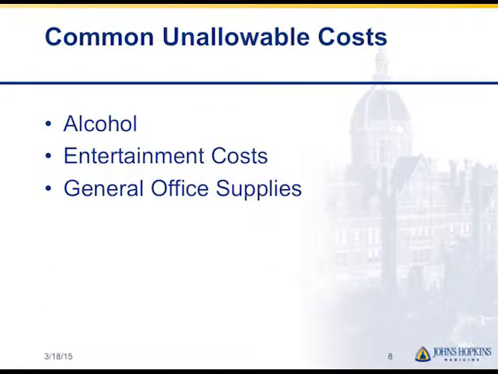So some common unallowable costs that we see when we're reviewing budgets and budget justifications would be alcohol. You cannot charge alcohol to your award unless you're doing an alcohol study. So unless it is for scientific reasons, no alcohol is allowed to be charged. Entertainment costs are not allowed to be charged as well. And the biggest one we do see being charged to grants, that we always have to reject applications back to get them fixed, is general office supplies. You cannot charge office paper, pens, pencils, things of that nature to your grant. Those are covered by F&A.